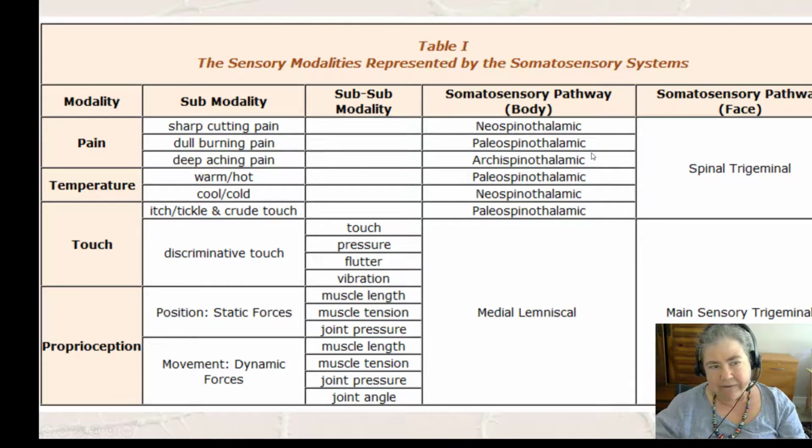Discriminative touch, which is the kind of touch where you can tell that you are feeling 2 points on your finger, not just one, or where you can identify a quarter in the palm of your hand. That's discriminative touch. It also includes things like vibration and pressure, along with proprioception, which is basically position sense and the sense of movement. They all travel through different pathways in the spinal cord.